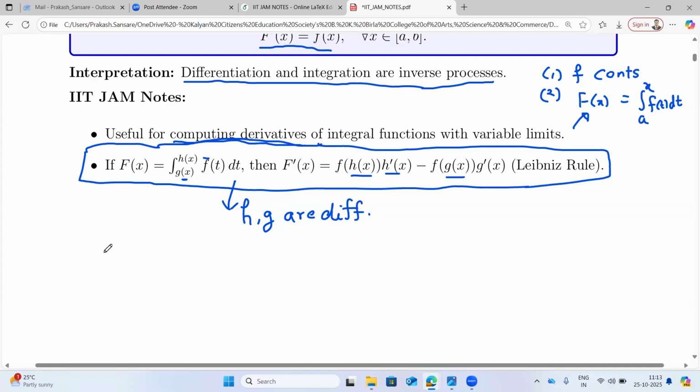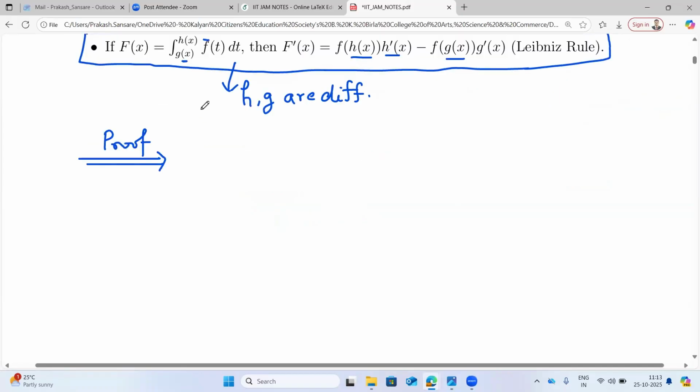So how do I prove this? It's a very small proof. I'll just give a hint to prove it. Before proving this, I will be proving the form.